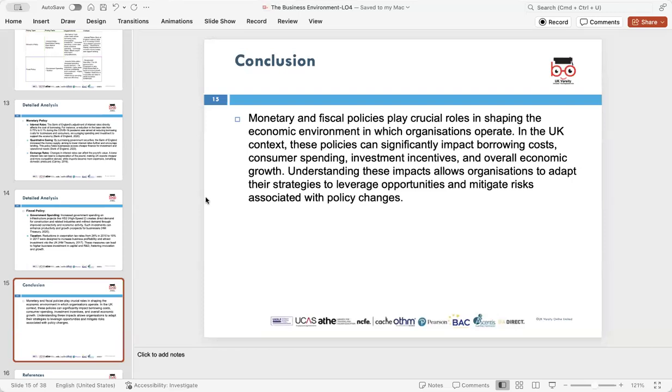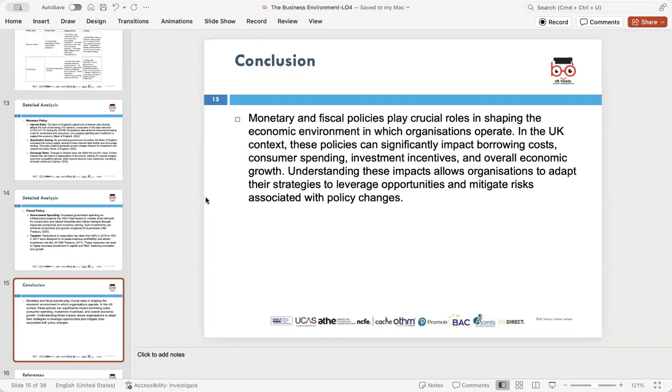Conclusion. Understanding the effect of monetary and fiscal policies allows businesses to adapt their strategies to leverage opportunities and mitigate risks associated with policy changes. So, both monetary and fiscal policy work together to promote economic growth by managing interest rates, money supply, government spending, and taxation. These policies aim to create a stable and favorable economic environment for businesses.